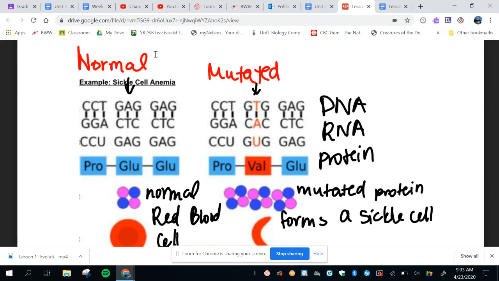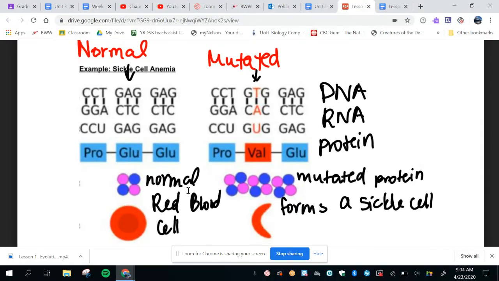So what that means is that in the normal phenotype, which is GAG, they're going to make a protein sequence that looks like this: pro, glu, and glu. These are amino acids. I'm going to speak more about them in Unit 4. But this sequence is going to make a certain protein, which is eventually going to form our red blood cell. So this would be our normal red blood cell, our normal phenotype.